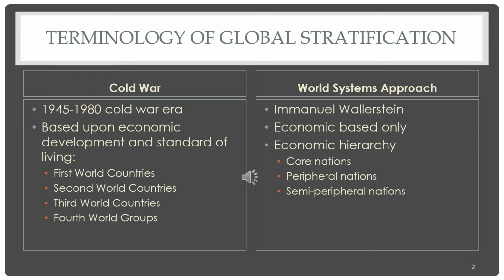China used to be where we could get products made cheaper, and China wasn't a powerhouse. However, now China has moved up to core nation. Semi-peripheral nations are those nations that have very little industry, and they rely on the businesses of the core nations to come in. So do know the difference between the Cold War stratification systems and the world systems approach.